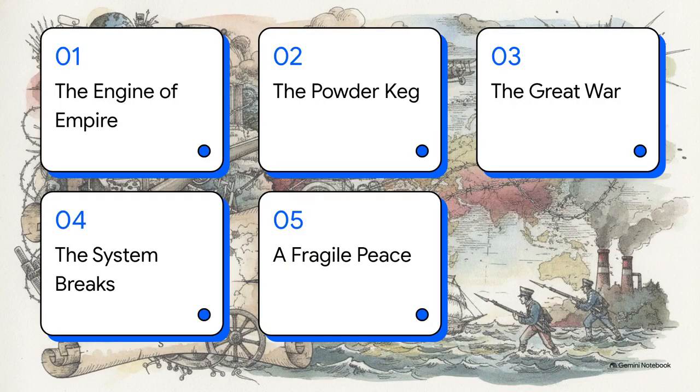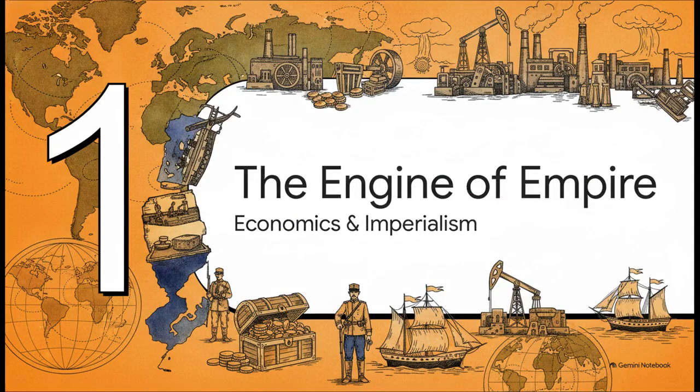Here's our quick roadmap for today. We're going to hit 5 key stops. First, the engine of empire, then the powder keg, the Great War, the system breaks, and we'll wrap things up with a fragile peace. Starting off with Section 1, the engine of empire, focusing on economics and imperialism.